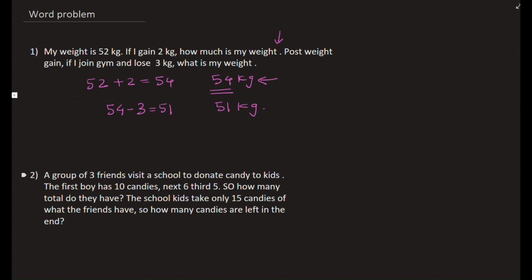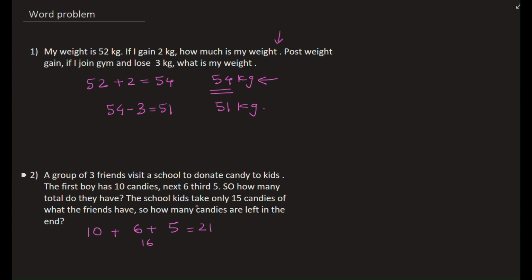Then I have the next sum. A group of 3 friends visit a school to donate candy to kids. The first boy has 10 candies, the second boy has 6 candies, and the third boy has 5 candies. So how many total candies do they have? How many total means I add. So it is 10 plus 6 plus 5. So 10 plus 6 is 16, and 16 plus 5 is 21. So they have 21 total candies.